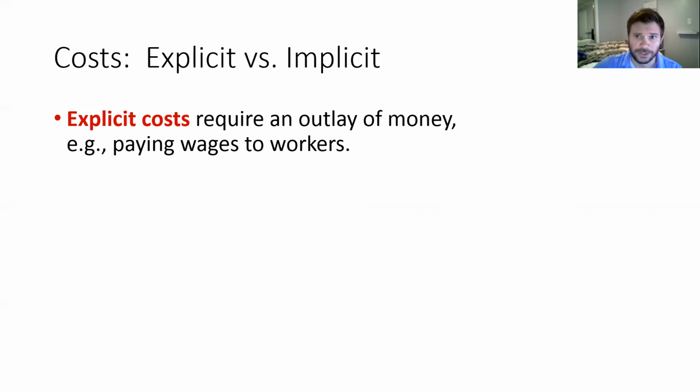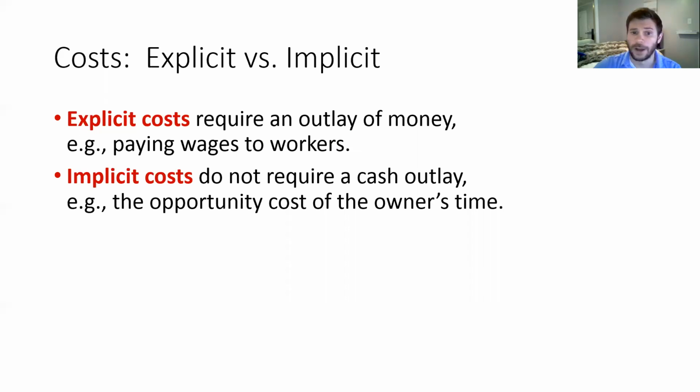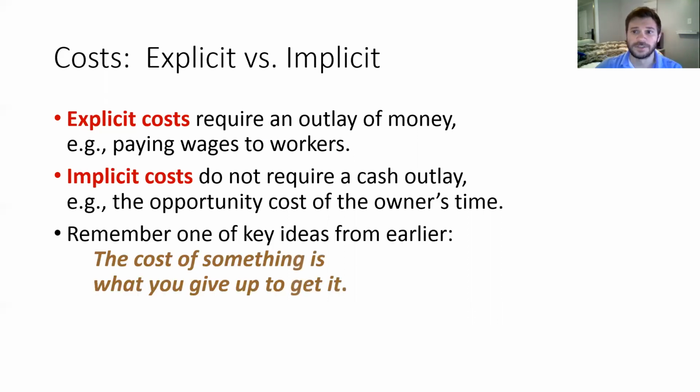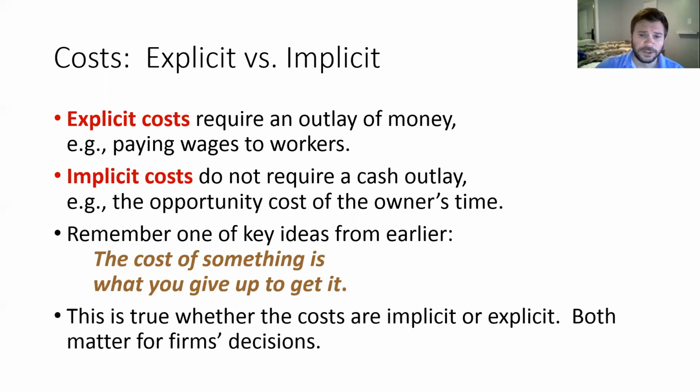So when you pay your workers wages, there's a cash outlay. But we also have implicit costs, which do not require a cash outlay. Things like the opportunity cost of time would be an example of an implicit cost. One of the key ideas we had talked about earlier is that the cost of something is really tied to what you give up to get it. The cost of any decision is defined by the alternatives that you do not choose, specifically the best alternative. Now, this is true whether or not costs are implicit or explicit. Both matter to a firm's decisions. So the full cost of a decision is the sum of both the implicit and explicit costs.